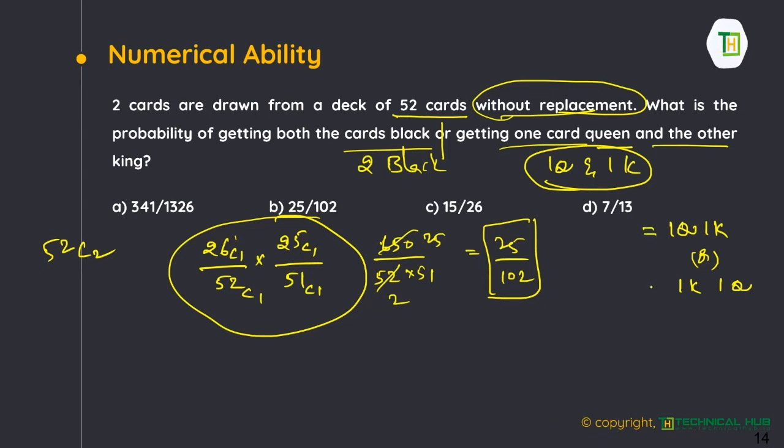What are the possible cases? Probability for these two. Total we have 4 queens and 4 kings. Probability of selecting 1 queen out of 4 is 1/4, right?